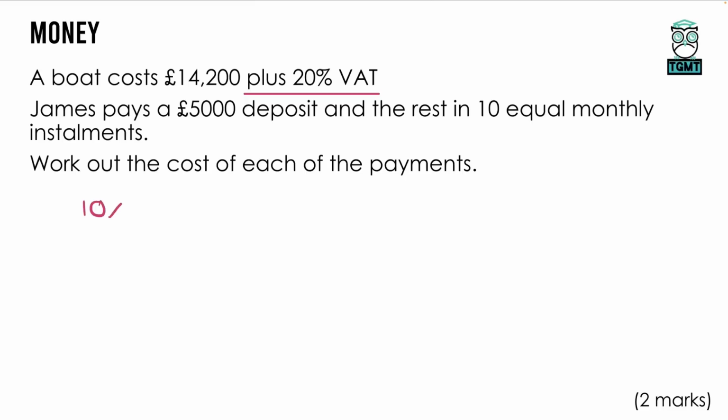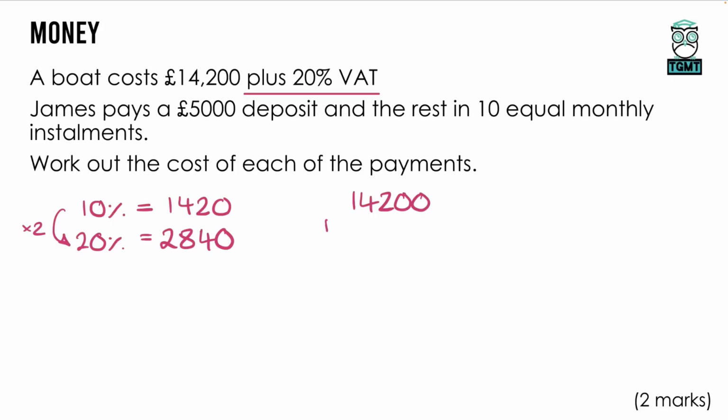Now without a calculator, the best method to go for is finding 10%. So 10% just knocks a 0 off the number, 1,420. Now for 20%, we're going to need 2 of those. So essentially just multiplying this by 2, and that'll give us 20%, and that comes out as 2,840. We are adding that on to the cost of the boat. So really clearly showing that we are going to add that on. So 14,200 plus 2,840, adding those together and showing our working 0, 4, 10, 7, and then 1.